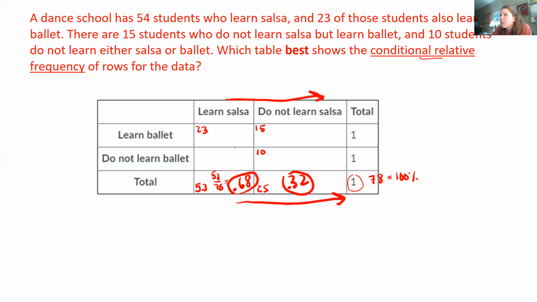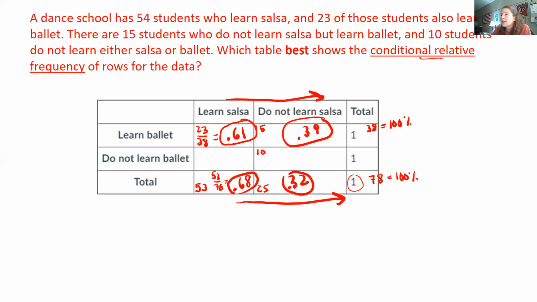All right, well, what would be this total? The ones that learn ballet, 23 plus 15 would be 38. So 38 represents 100%. So we need to figure out 23 out of 38 is what? 23 out of 38 is 61. So this is 0.61. And then we could just subtract 61 from 100, or I can double check it and say 15 divided by 38 is 0.39.